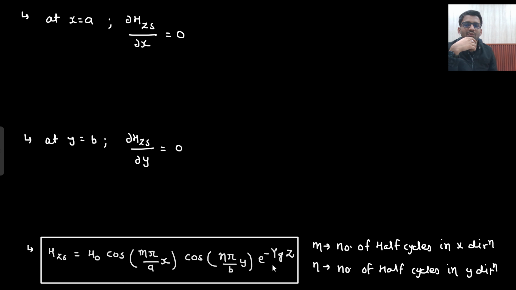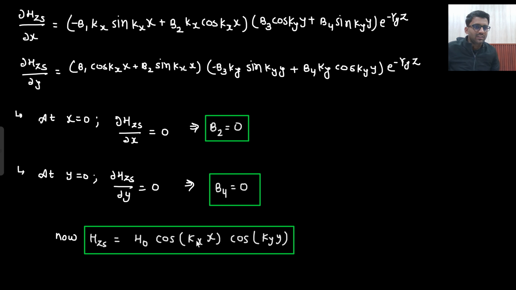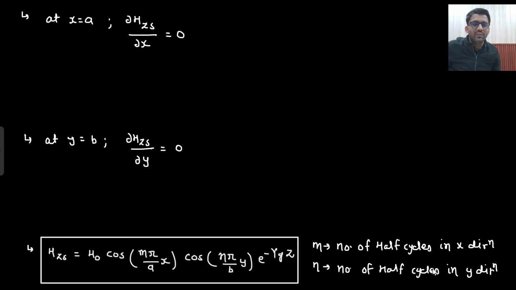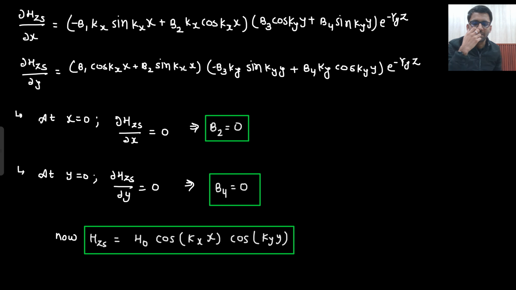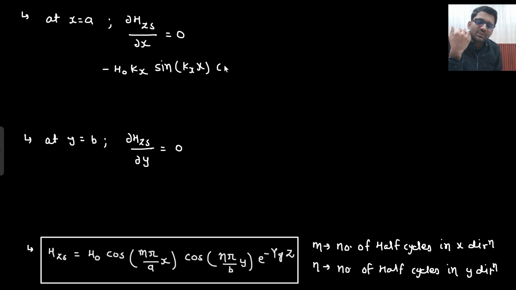So that boundary condition also we can apply. At x equals a, I need to put this differentiation equal to 0: del Hz divided by del x. Can you do the differentiation? Yes, certainly I can. With respect to x, what will I be getting? H0 kx sin(kx x), and the negative sign will also be there because differentiation of cos gives a minus sign, into cos(ky y), and that is equal to 0.